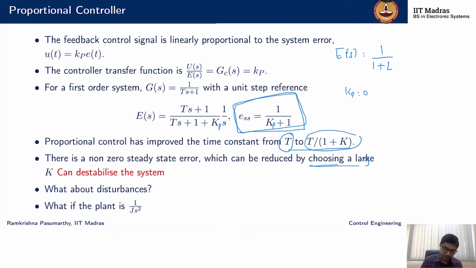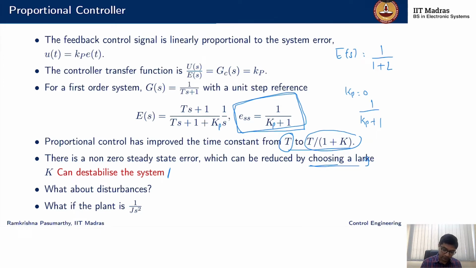My steady state error is 1 over Kp plus 1, and you see as Kp increases, the steady state error decreases. Again, I'm talking of a step response. But of course, we'll see in some other systems that choosing a large gain may not really be useful for us, that it can destabilize the system.